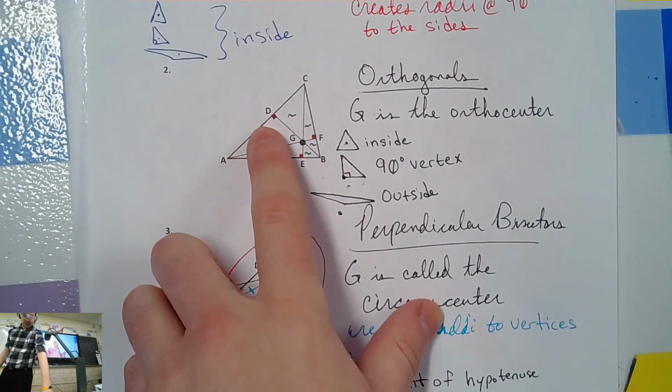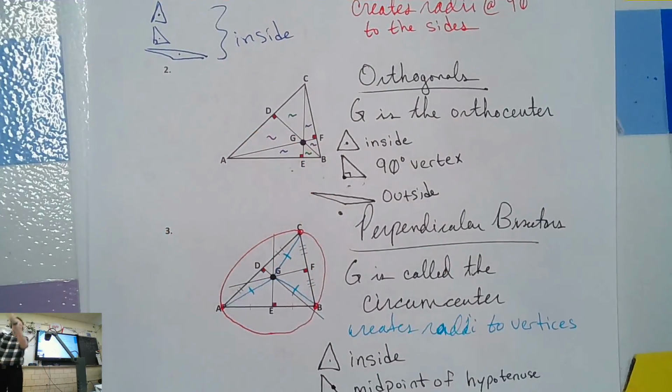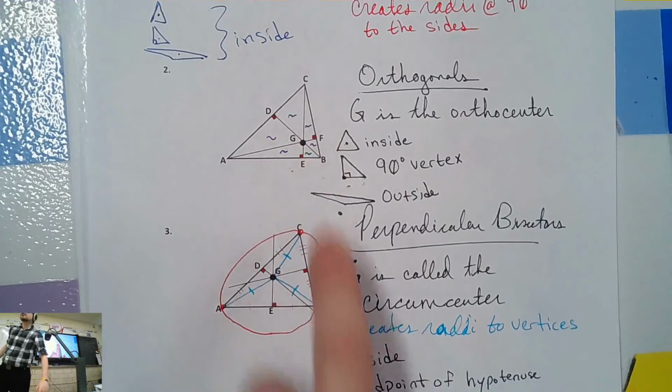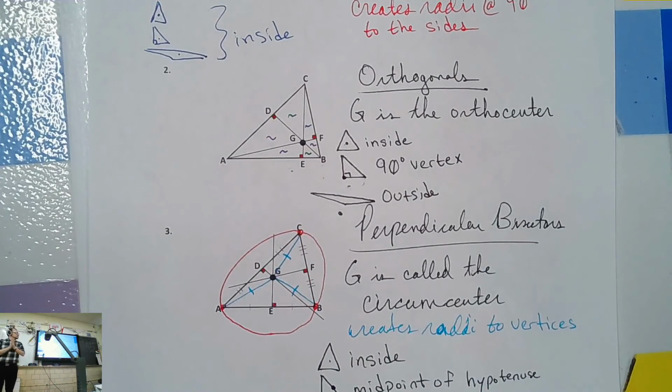In one way, it actually kind of dilates them through to the point, like it shrinks it down and sends it through to the other side. Kind of what similar triangles are like. They have a dilation factor.